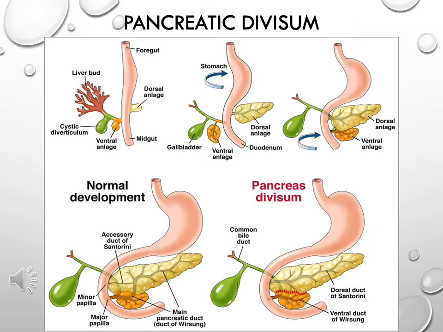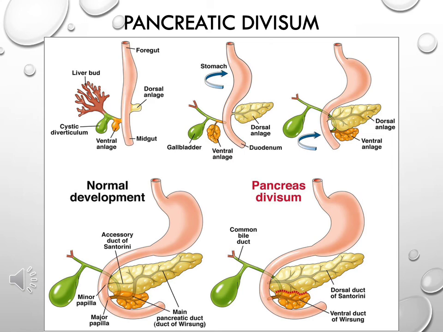Pancreas divisum. Normally the pancreas develops in the fourth gestational week as a ventral bud and a dorsal bud. The ventral bud rotates and joins the dorsal bud to form the pancreas. Then the dorsal duct and the ventral duct join together to form the main pancreatic duct, which joins the CBD and opens in the duodenum by the major papilla, which is guarded by the sphincter of Oddi.